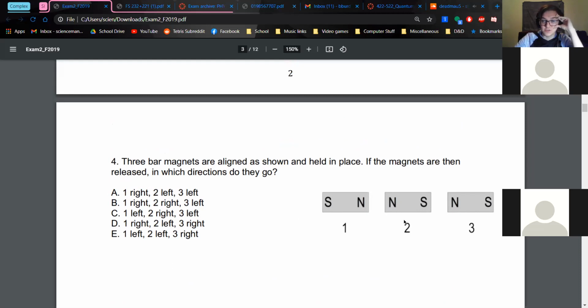So now we have 2 right here. This one is being pushed away from magnet 1 and pulled towards magnet 3. So it wants to move to the right. Sorry. And then 3 wants to go to the right, because north and south are facing each other. It'll be pushed away by this one, but it's further away. So this force is going to be stronger, so it'll still want to go to the left here. So the answer is 1 is to the left, 2 is to the right, and 3 is to the left. So C is the correct answer. Very good, you guys.